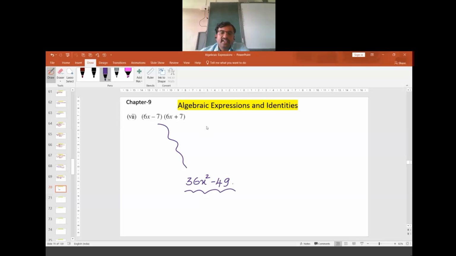This is in the form of (a minus b) into (a plus b), which is a square minus b square, where a is 6x, b is 7. Isn't it?